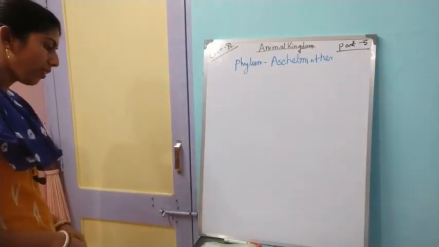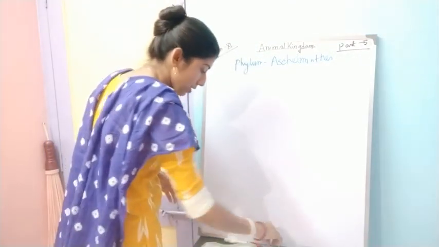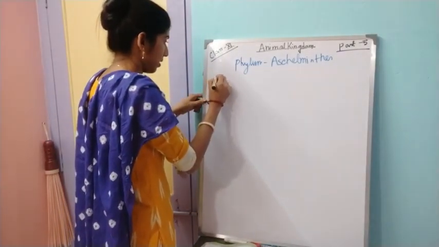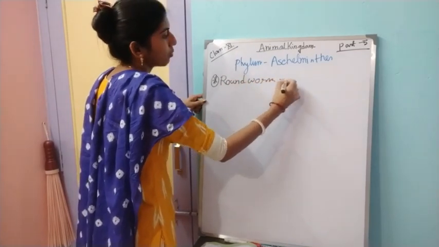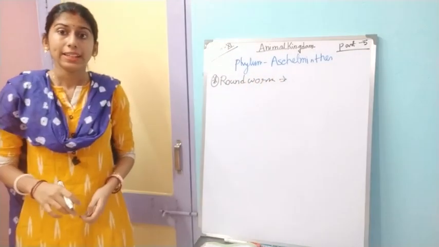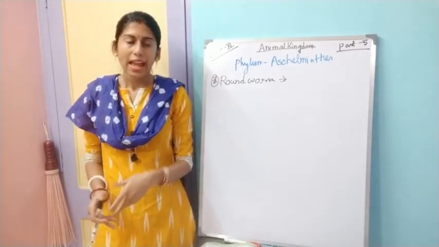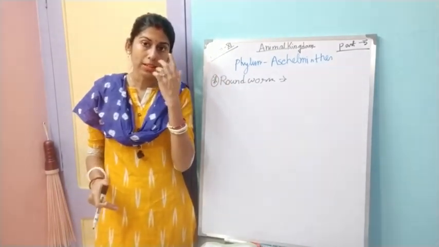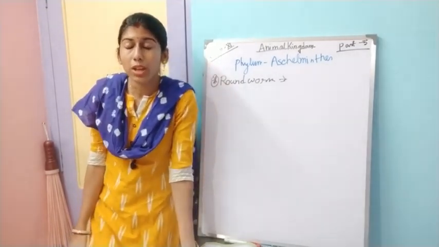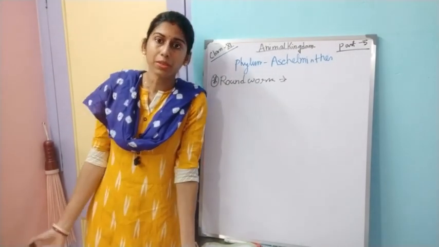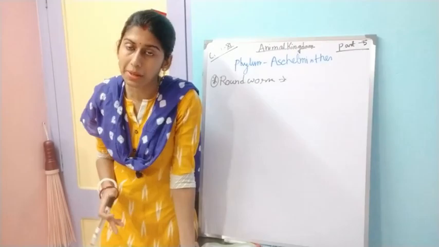And the common name of this phylum is roundworm. Commonly they are called roundworm. In case of Platyhelminthes, we have seen their common name was flatworm. Okay, and the members of phylum Aschelminthes are commonly called roundworm. So now we have to know what the differences between roundworm and flatworm are. We will know it at the end of knowing the characteristics of phylum Aschelminthes.